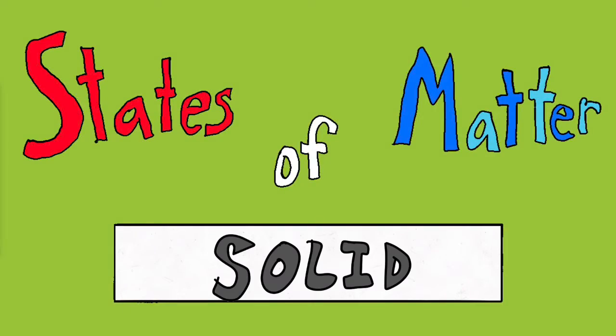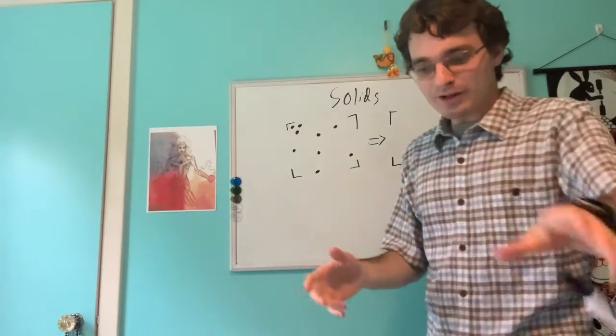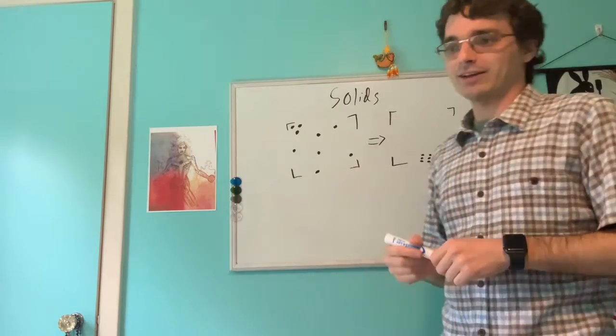Earth, water, air, fire. These are the 4 classical elements in the Western tradition. But what if we called them by more modern names of solid, liquid, gas, and plasma? States of matter. Let me give you an example of what really makes something a solid.